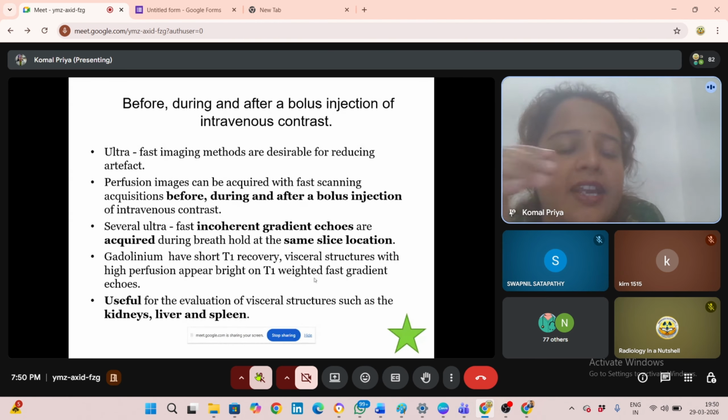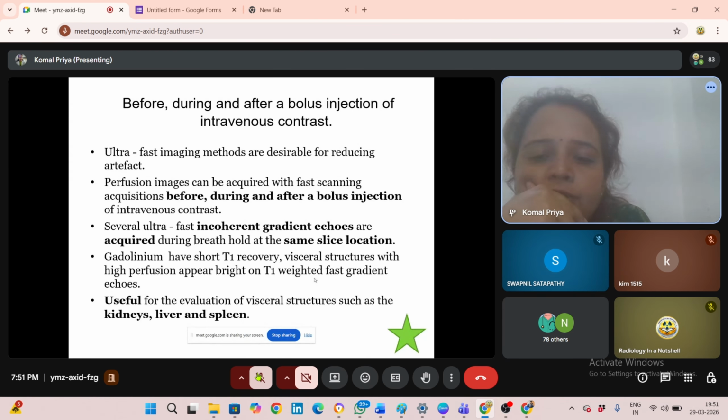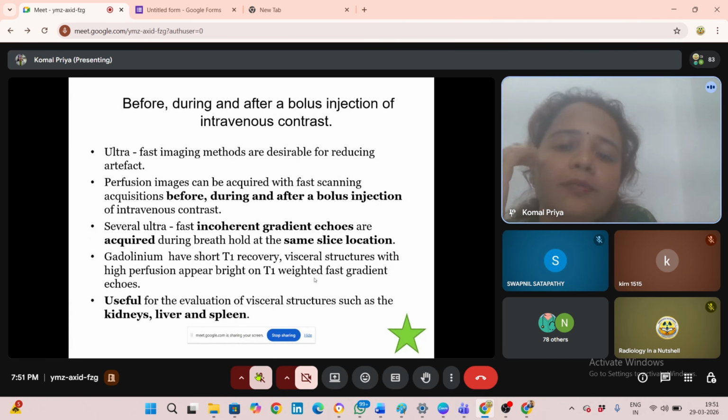So which sequence will we use? We'll use ultra fast incoherent gradient echoes at the breath hold time and at the same slice location. Now, what do you mean by same slice location?